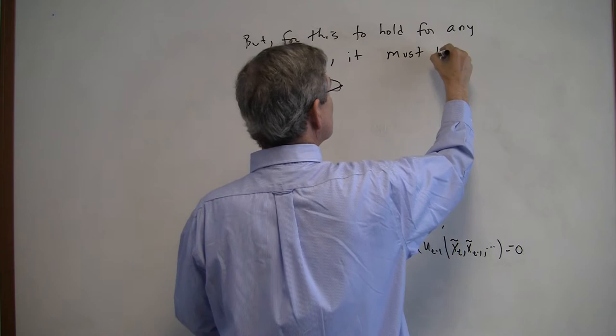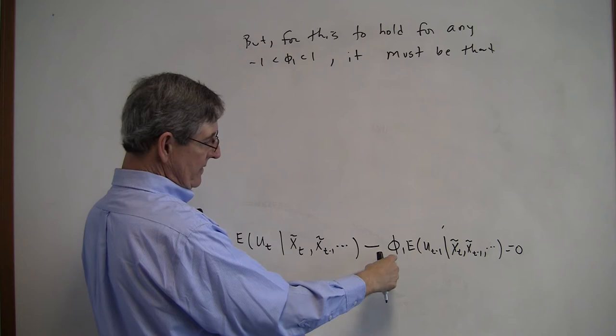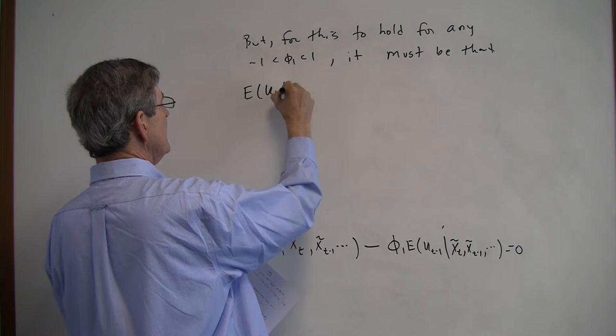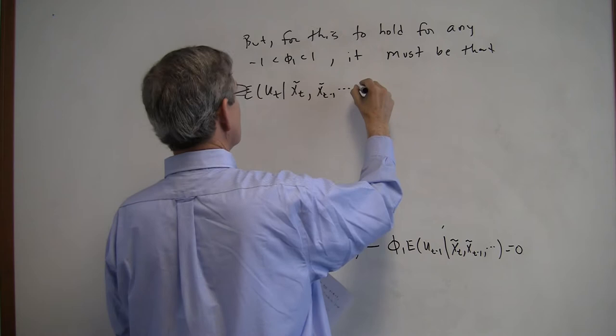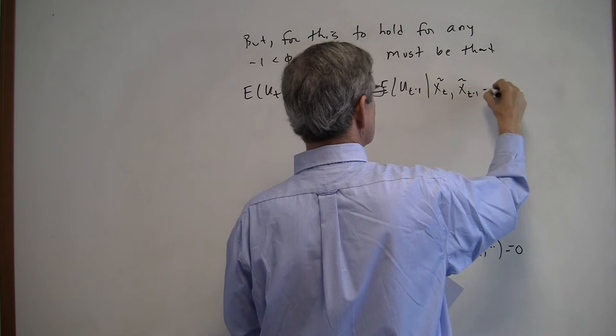The only way this can hold for any phi in general, I mean, if it's 0 for phi equals 1 half, it won't be 0 for phi equals 1 quarter. And so it has to hold for any phi. And the only way it can is if both these are 0. So the condition is the expected value of ut given x tilde t minus 1 equals the expected value of ut minus 1 given x tilde t minus 1, and so on, equals 0. So they're both 0.